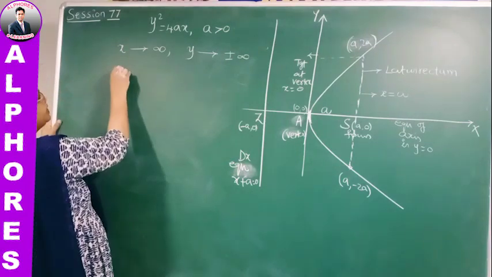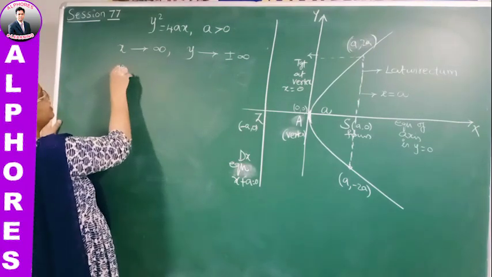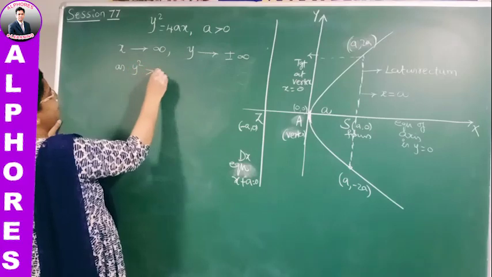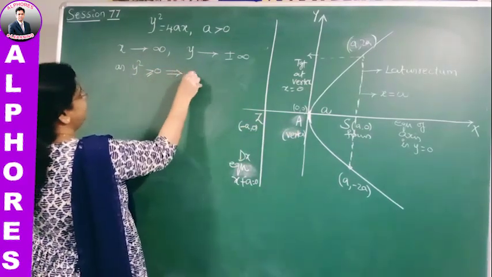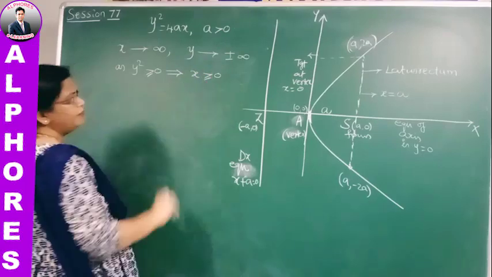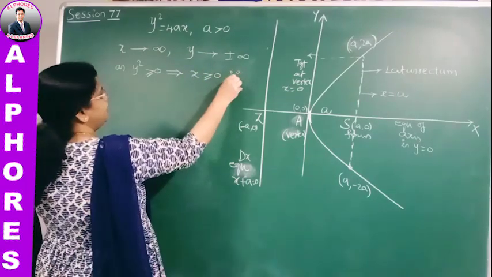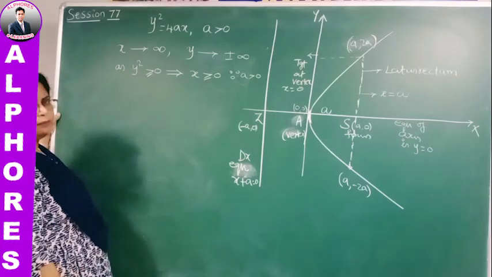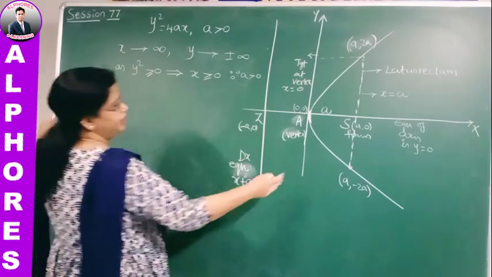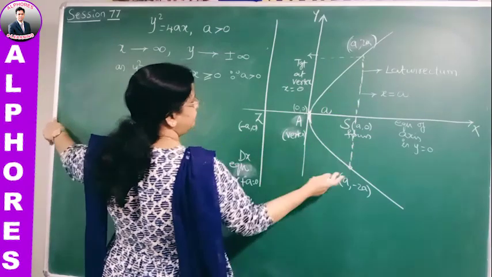So what is the next observation, students? As y square is greater than or equal to 0, this implies the x value must be greater than or equal to 0, since the a value is already positive. And next observation: here we have taken this one as exactly the double ordinate.